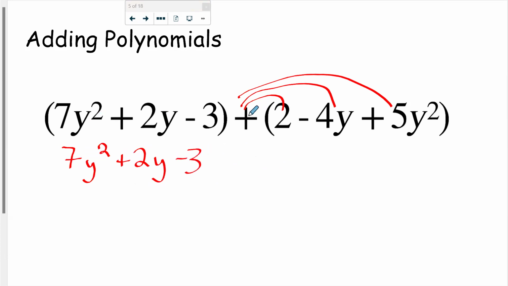And then we distribute this plus sign. A positive and a positive makes us a positive 2. A positive and a negative makes us a negative 4y. And a positive and a positive makes us a positive 5y squared.